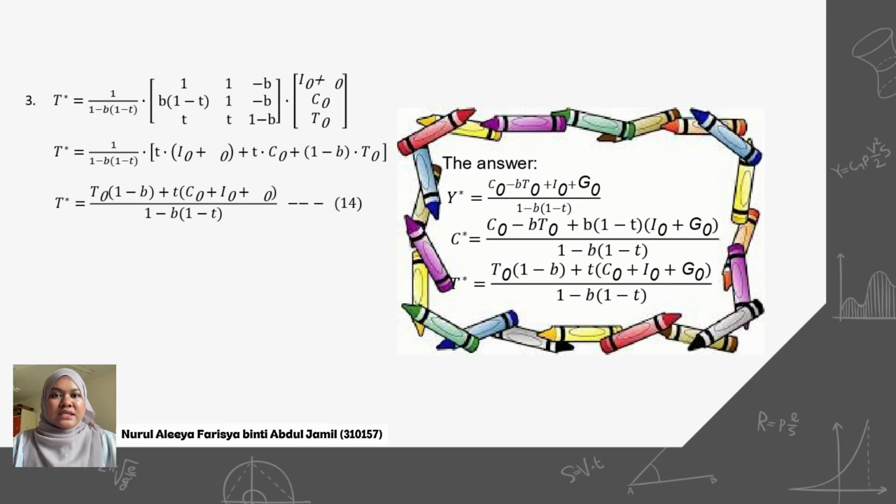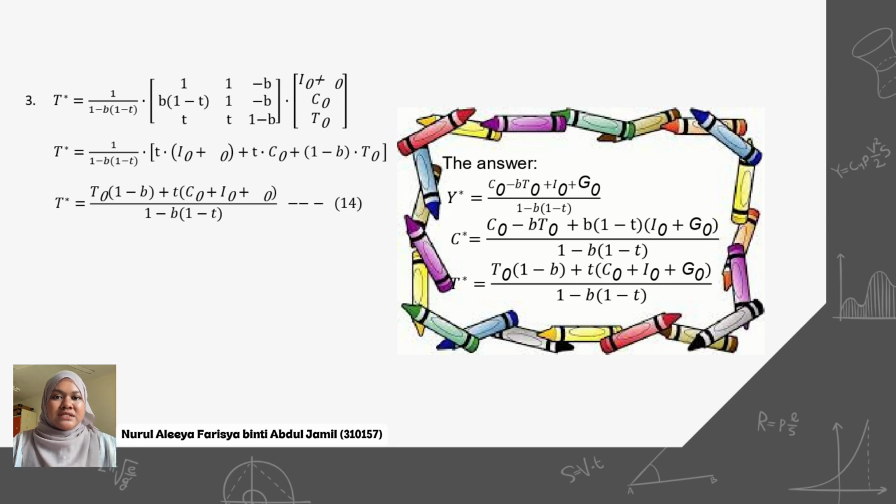Lastly, we determine the equilibrium tax T star by multiplying the third row of our adjoint by vector D. We multiply t times the quantity I sub 0 plus G sub 0, then t times C sub 0, and finally the quantity 1 minus b times T sub 0.